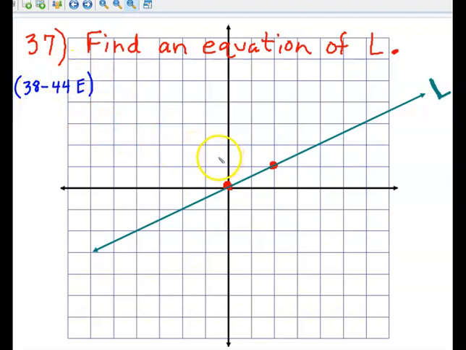Problems 38 to 44 even will involve this exercise. They're going to give you a line, and you're supposed to find the equation for that line. All of your equations will be in the form y equals mx plus b. So b in this case we can see is 0. That's the y-intercept. And then, using rise over run, the slope is up 1, right 2. That's 1/2. We put those together, and of course we wouldn't say plus 0. That would be the equation for line L in this problem.